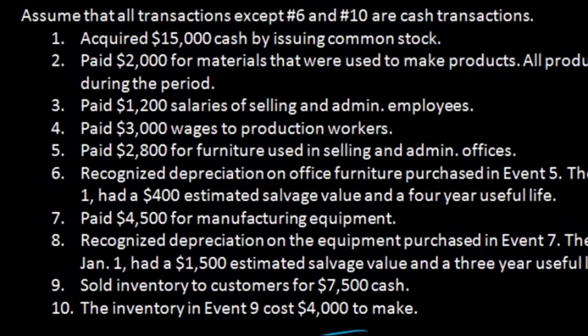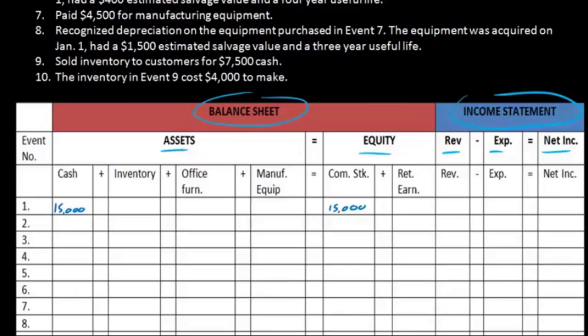So let's get started. It says assume all transactions except 6 and 10 are cash transactions. The first one says we acquired 15,000 in cash by issuing common stock. Hopefully you remember how to handle this, right? The company's cash would go up 15,000 and they'd also increase common stock by 15,000. And we know that has no effect on the income statement.